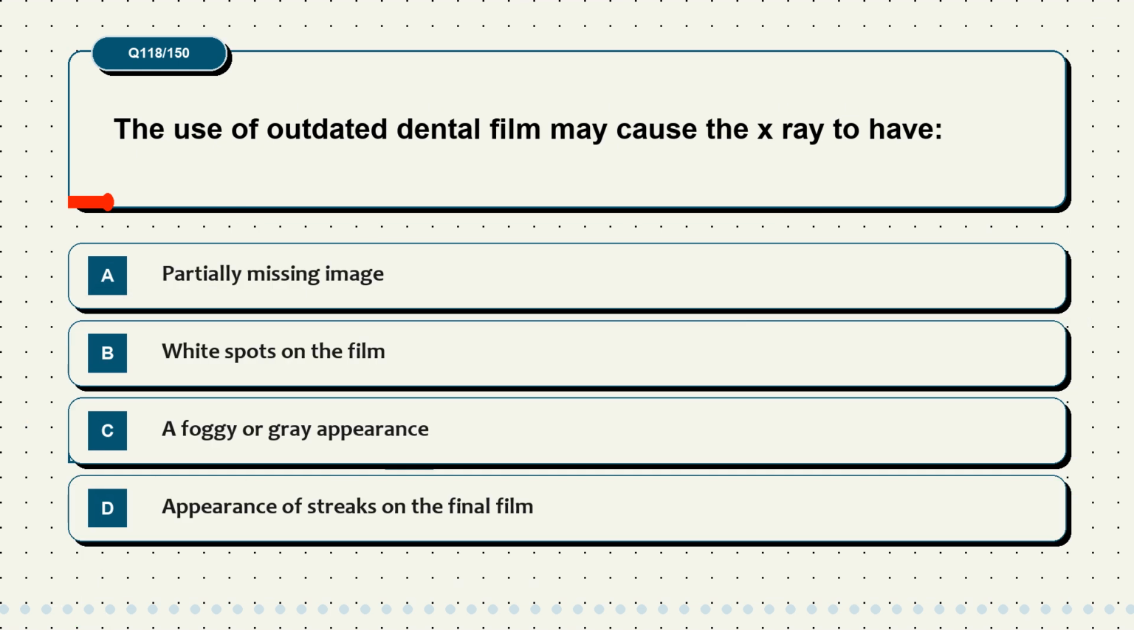Question 118. The use of outdated dental film may cause the X-ray to have. Here are the options. Option A. Partially missing image. Option B. White spots on the film. Option C. A foggy or gray appearance. Option D. Appearance of streaks on the final film.